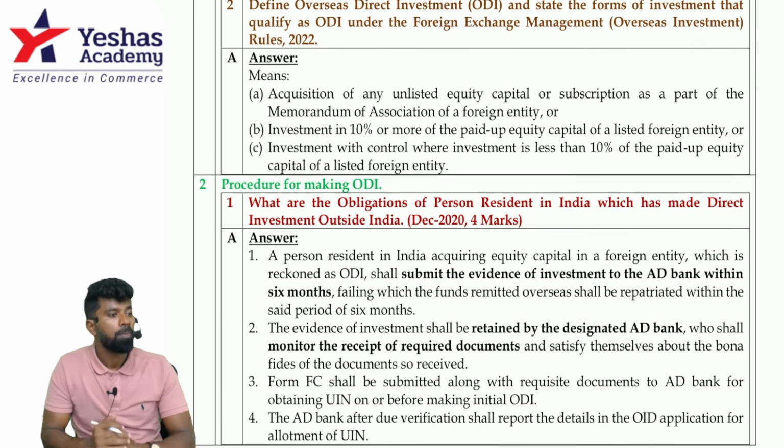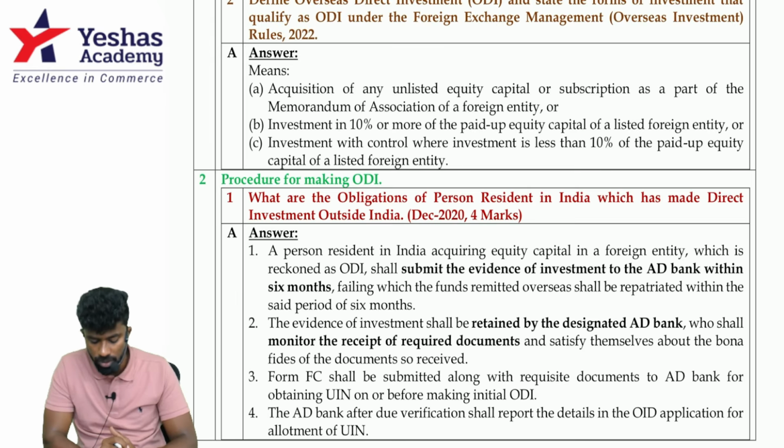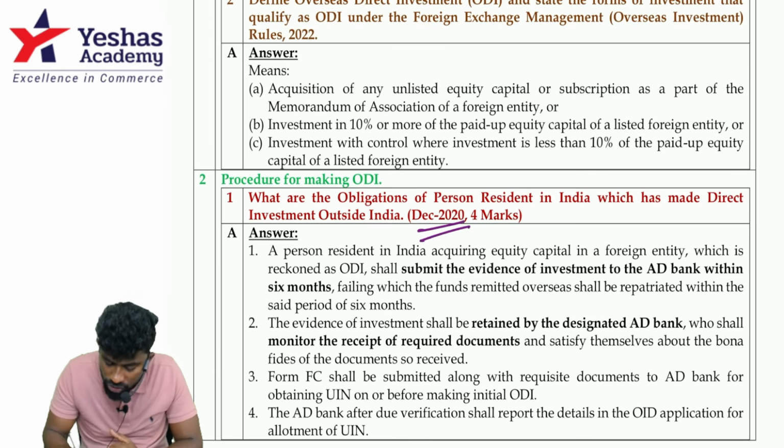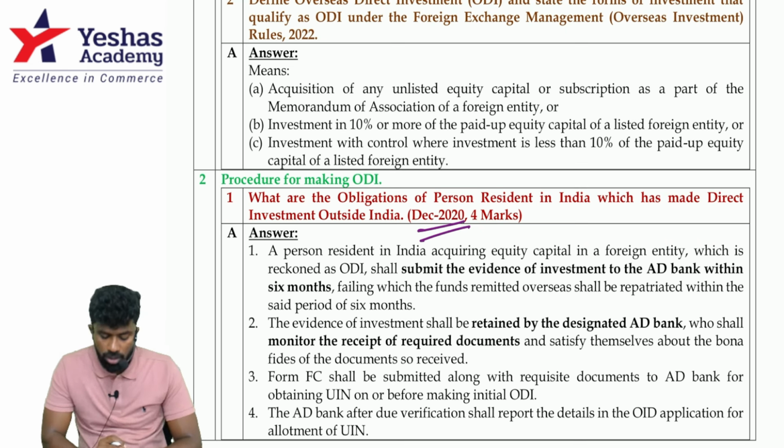Next one. Procedure for making ODI. This question was asked in which year? For how many marks? 4 marks. In this, what is the first question? What are the obligations of persons who have made direct investment outside India?